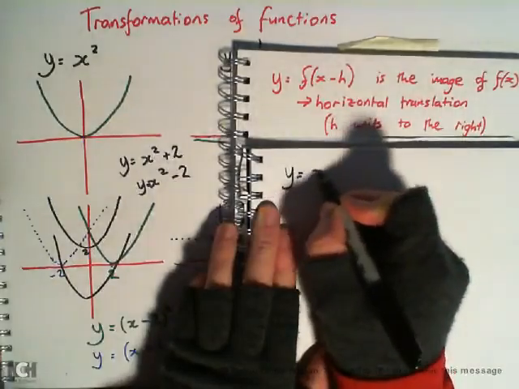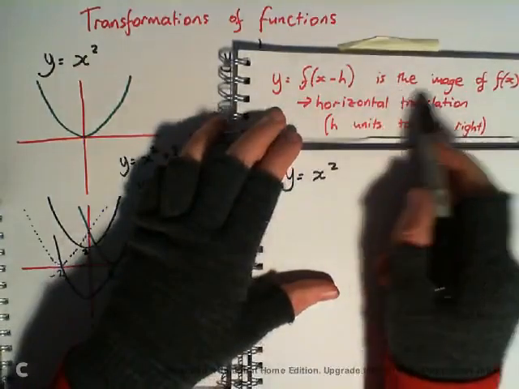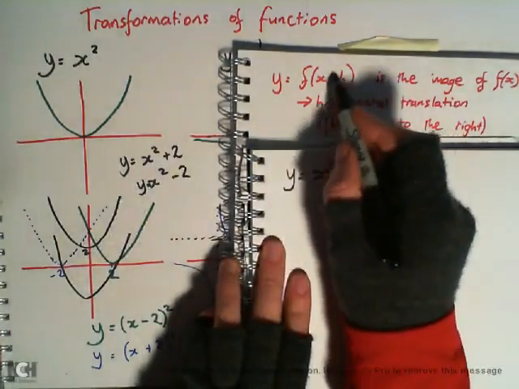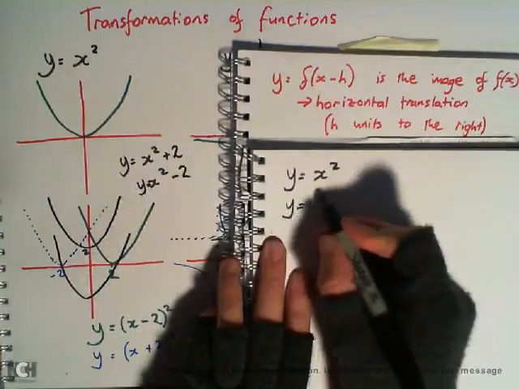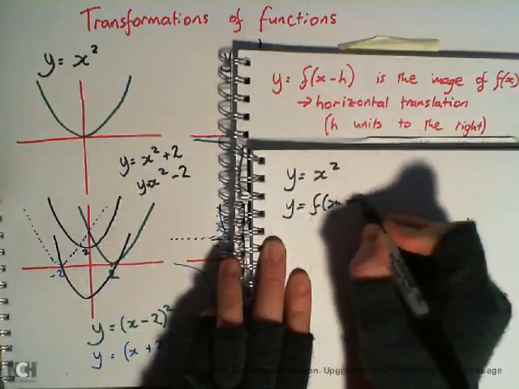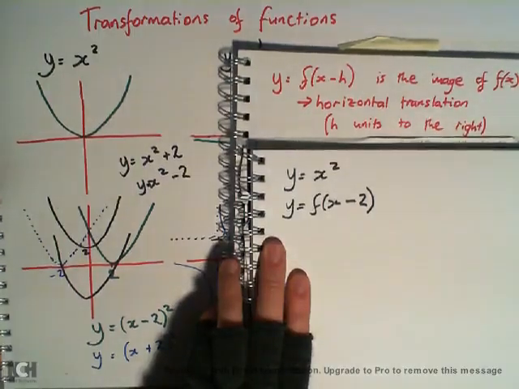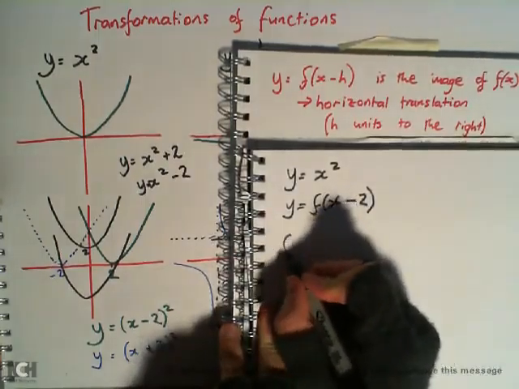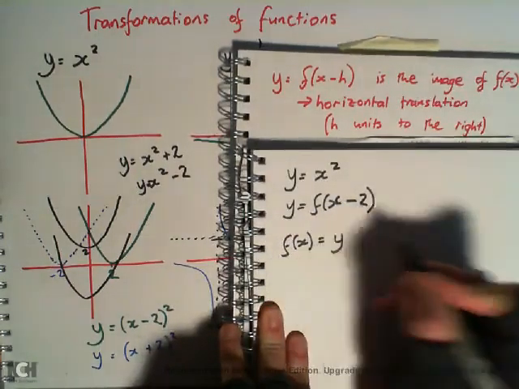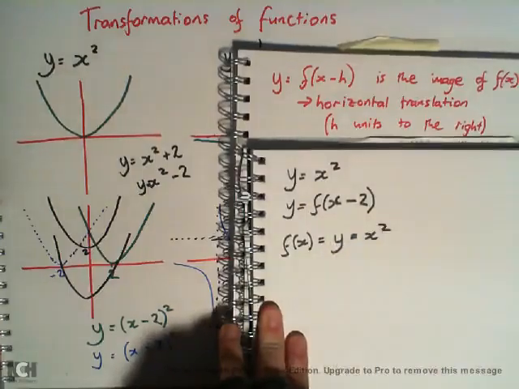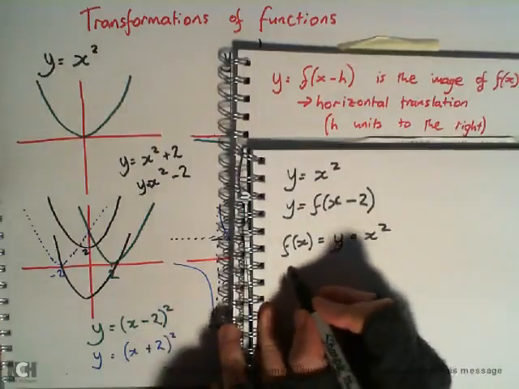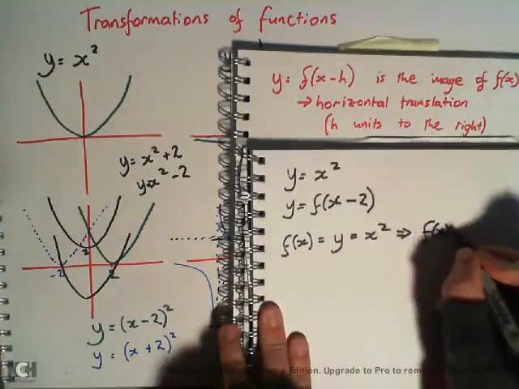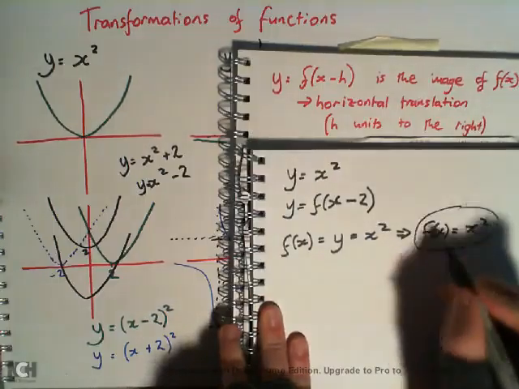We started with y equals x squared. Now a translation, h units to the right, we're saying 2 units to the right. So it means h is going to be 2. We say y equals f of x take 2. Now I say f of x is actually y, which is x squared. So just bear with me for a moment. So I can say f of x equals x squared. Okay, that's what my function is.